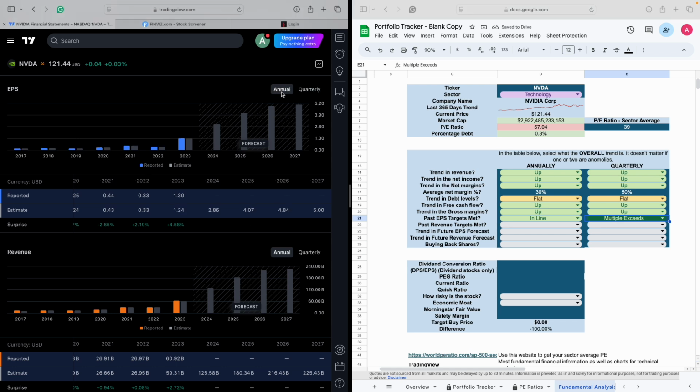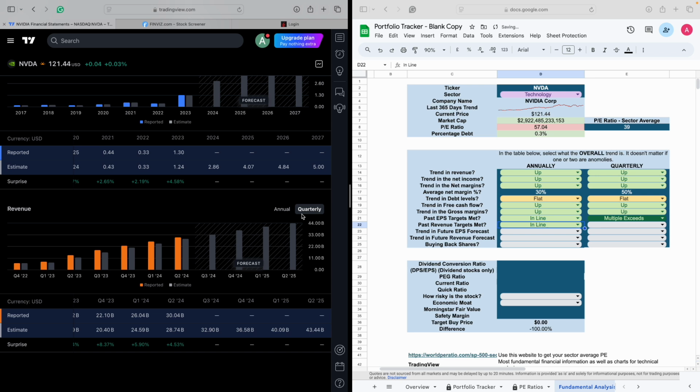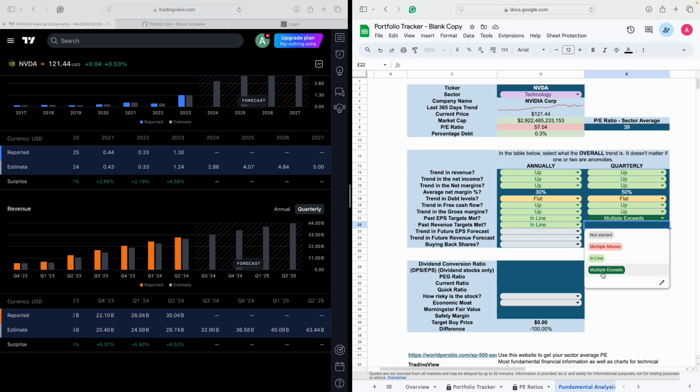Okay, so now I'm going to look at the revenue, which is this one over here. So again, past revenues met. Yes, it has been. It's been in line. This one smashed it quite a bit. Well, it's only 2% more. Well, it's been doing well, so I'll put it in line. And if I switch to quarterly, these guys have been smashing their revenue estimates. So it's actually been exceeding it by quite a bit. It's not just in line. So again, I'd put multiple exceeds here.